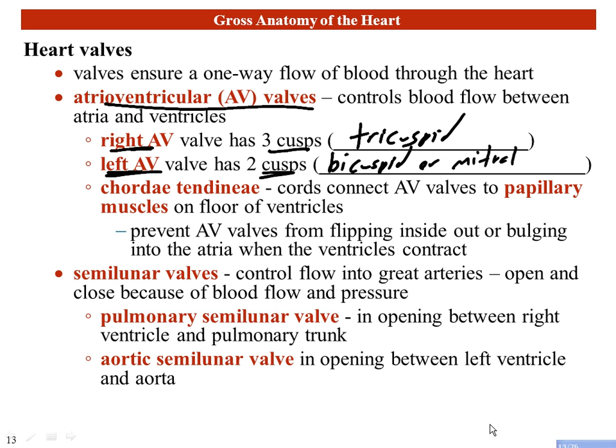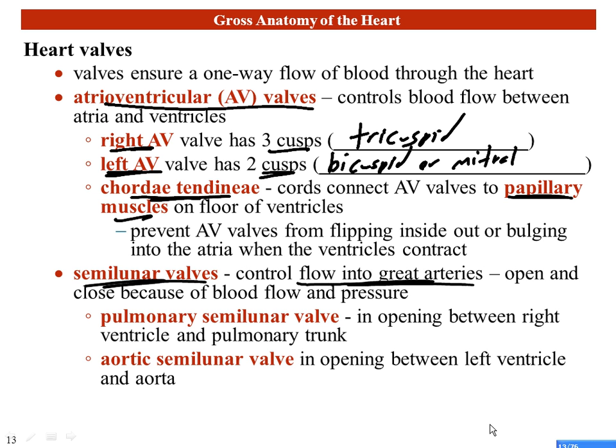Both these valves are anchored down to the inside of the ventricles by cord-like structures called chordae tendineae, and each chordae tendineae is attached to a series of papillary muscles. Now the other two sets of valves are called semilunar valves. The semilunar valves basically control the flow of blood out of the heart itself.